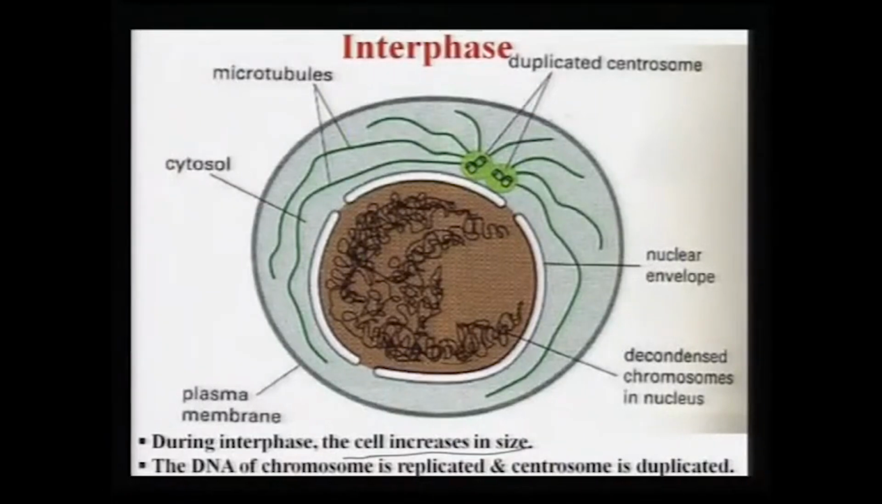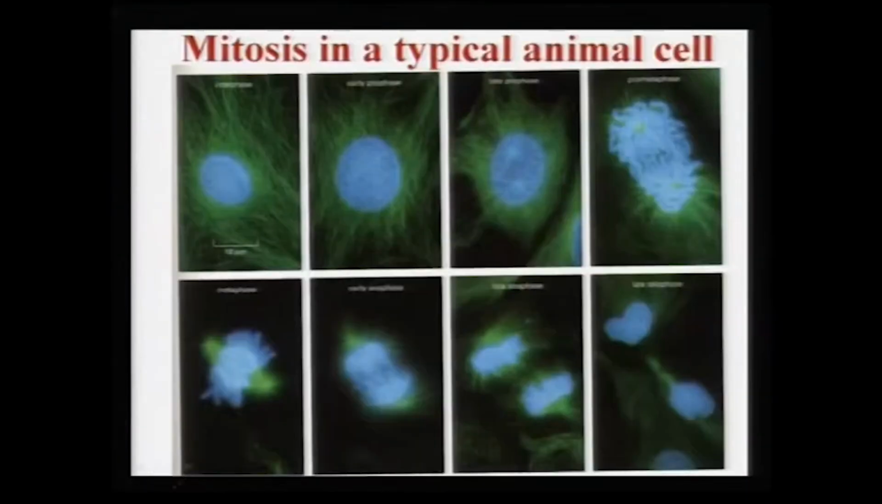All the cellular adaptation processes are possible because of that increase and decrease in size. When cells decrease in size, certain intracellular constituents have to come out. When a cell wants to increase in size, more proteins have to be synthesized in the cell, and therefore it will undergo hypertrophy. The DNA of the chromosomes is replicated and the centrosome is duplicated, and this is the typical mitosis in a typical animal cell.